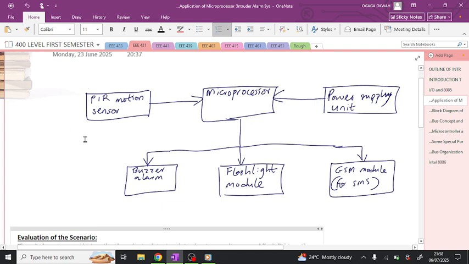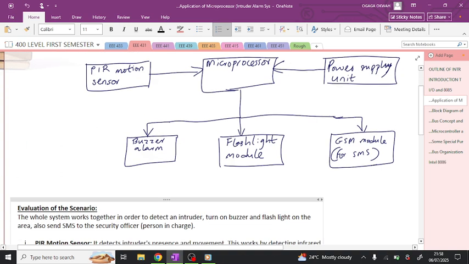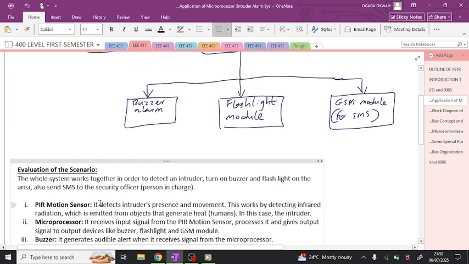The thing is actually just simple and straightforward. This is it. The motion sensor, which is the PIR motion sensor, passive infrared motion sensor, senses motion, and not just motion, it senses heat. And of course humans produce heat. So I wrote it down here: it detects intruder presence and movement. It works by detecting infrared radiation emitted from objects that generate heat, and that's humans, so in this case, the intruder.